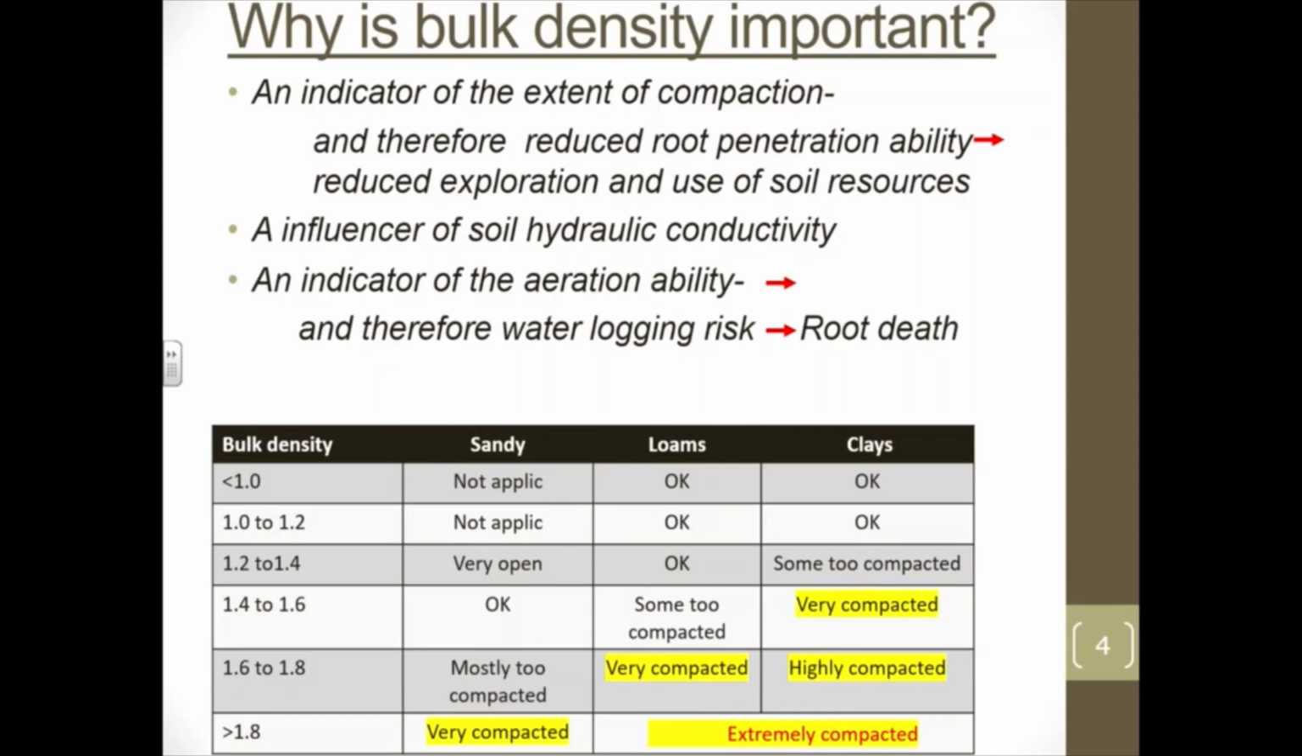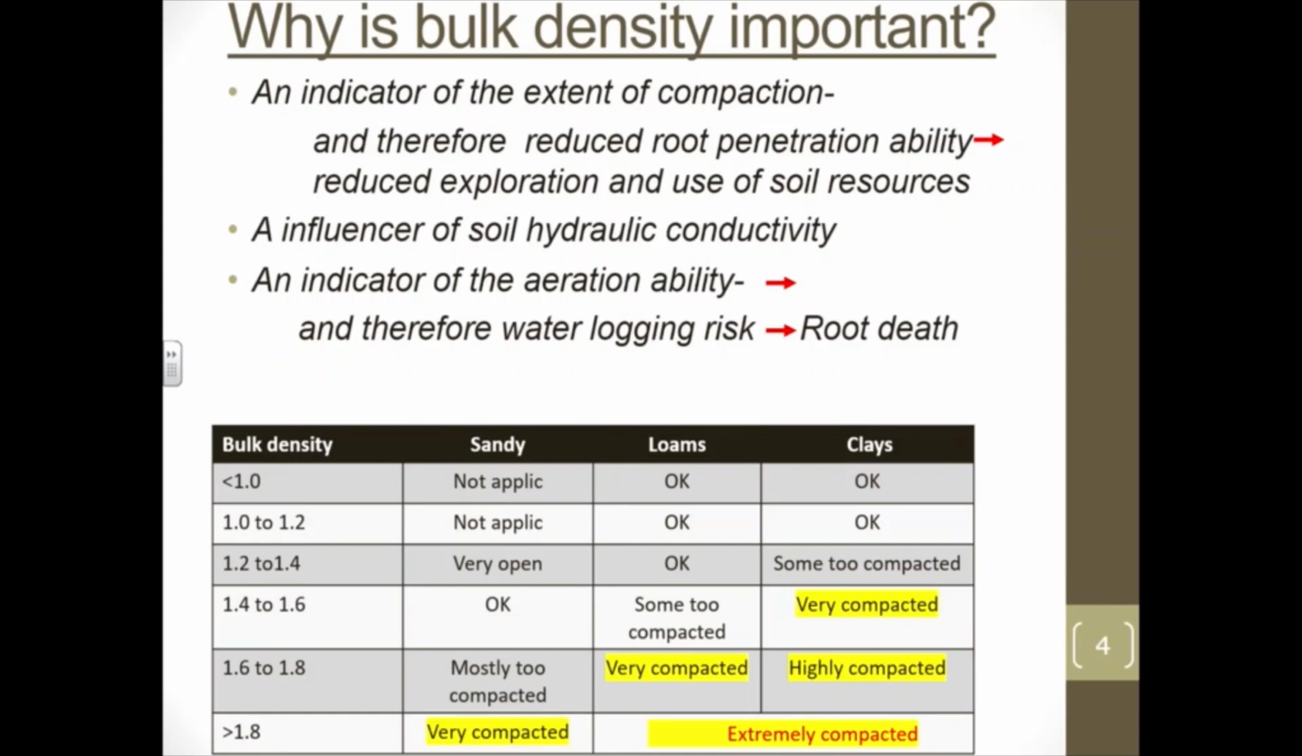Why is bulk density important? Well, I have three things here. One is an indicator of the extent of compaction, and therefore if the roots can't get through it, you've got reduced root penetration ability, so reduced exploration and use of the soil resources. The second thing is that bulk density influences the soil hydraulic conductivity via compaction. The third one, I mentioned this airfill porosity at field capacity. If you have a high bulk density, you've got a greater risk of waterlogging and therefore a greater risk of root death, unless you're growing rice.